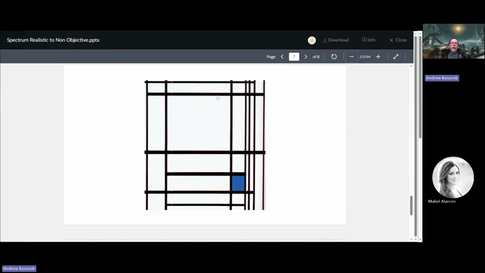Now, this, keeping up with the theme, Mabel, would you be surprised to know that this is Piet Mondrian, a painting of a landscape? Yes, I wouldn't be surprised. Yeah, it's what he did. He abstracted everything.